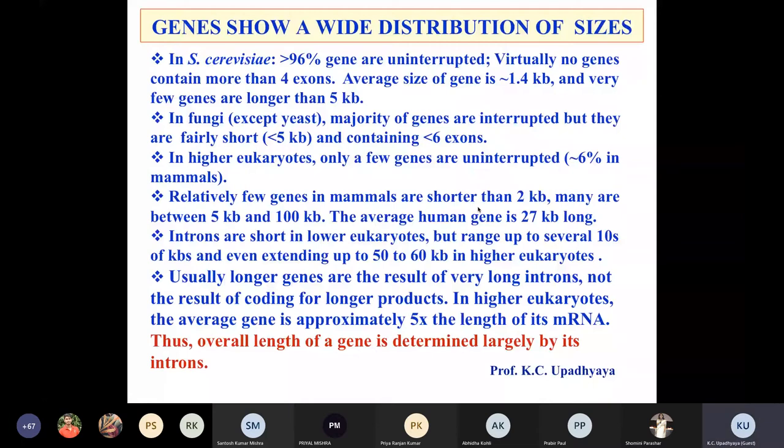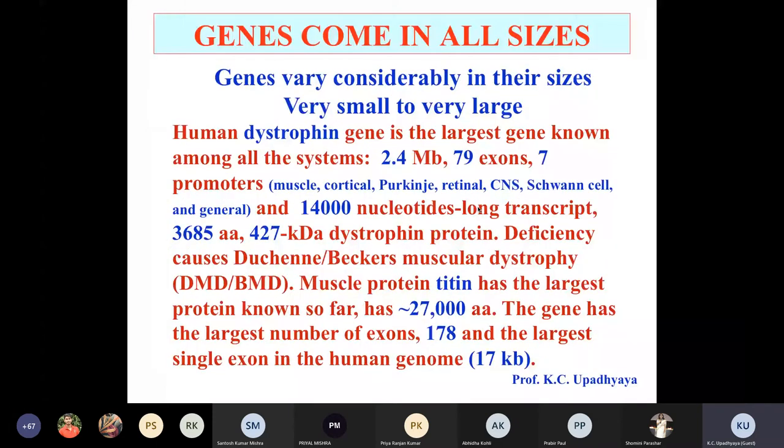This is just statistics actually. The largest gene known in any system is the human dystrophin gene, which is 2.4 million base pairs. It has 79 exons and 7 different promoters. If you have 7 different promoters, it means the product of this gene is required in different organs. For example, you have the muscle promoter, cortical, Purkinje, retinal, CNS, Schwann cell and so on.